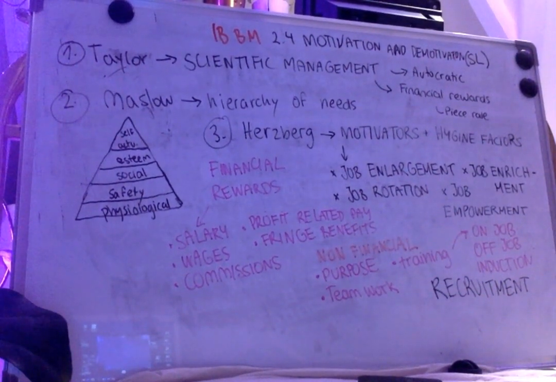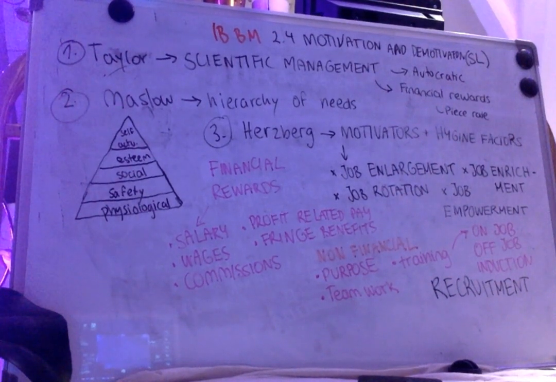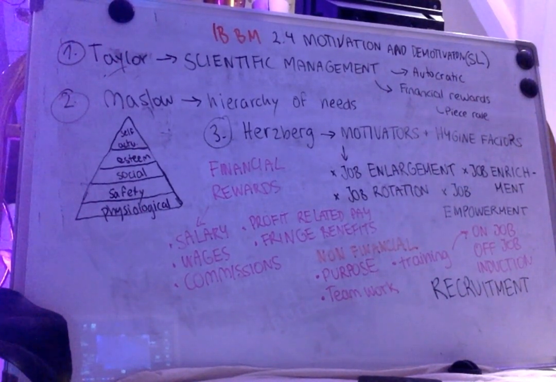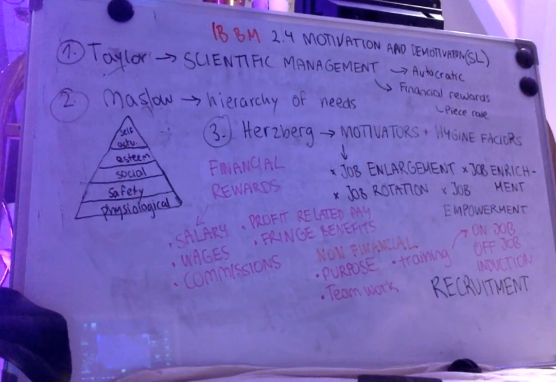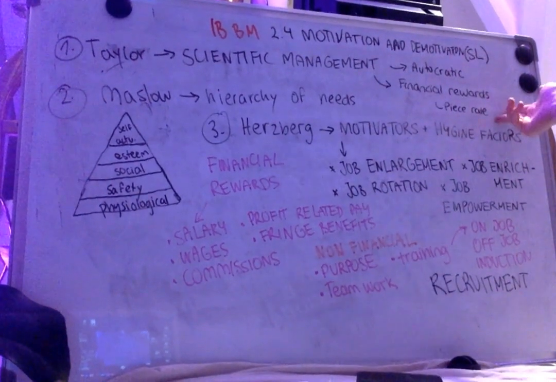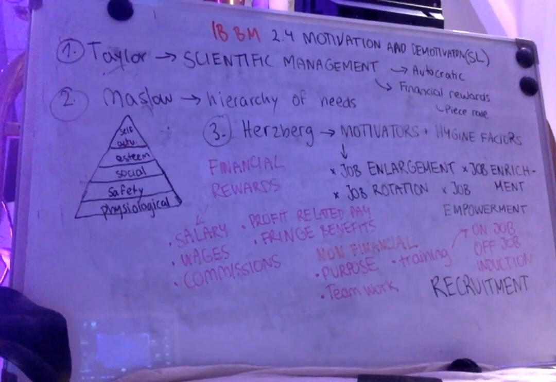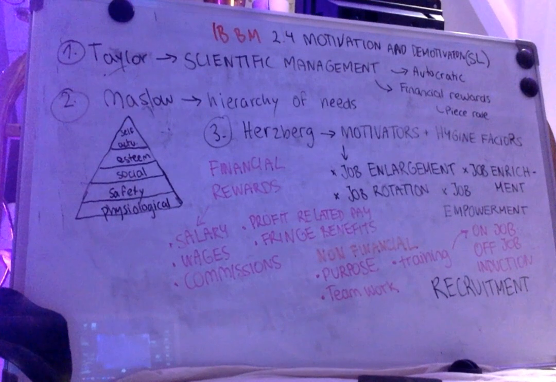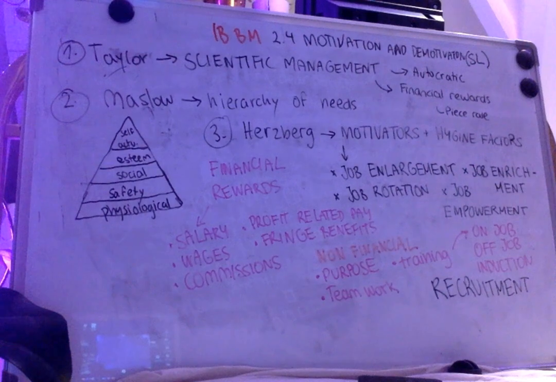Firstly, we have Taylor. Taylor established this scientific management idea. This scientific management relies on autocratic leadership, so centralized decision making, where one leader makes all the decisions. He argued that workers are only motivated by financial rewards, and he supported piece rate pay. That's when you get money for a product that you make or for a product that you sell, etc.